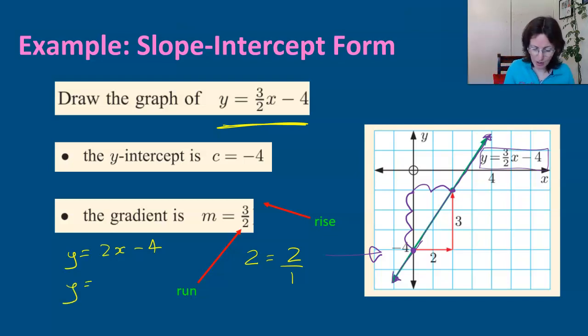Likewise, if you had y is equal to -3x take 4, the y-intercept is still -4, but you might find it easier to put these numbers over 1. This time it would be a downhill of 3 and across 1. So rising down, or falling down, of 3 and across 1. So that's a little technique for that one.